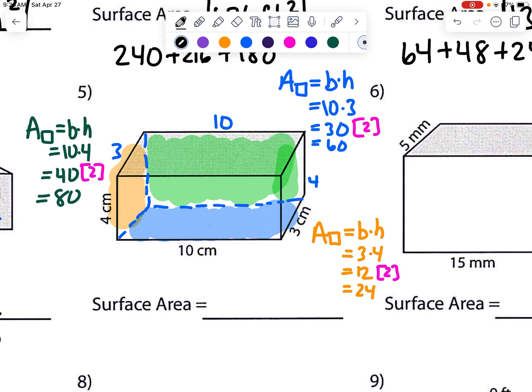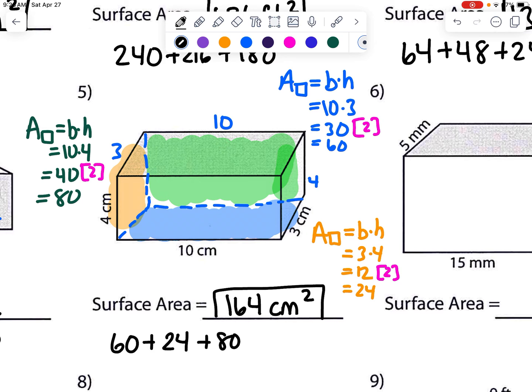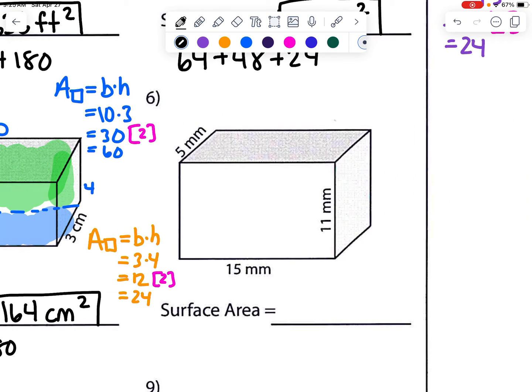So now what we're going to do is we're going to add up all 3 of those numbers, 60 plus 24 plus 80. 60 plus 80 plus 24 is 164 centimeters squared. Alrighty, let's move on to number 6, okay? So let's do its 3-dimensionality. Dun dun dun. Okay. Oh, and I accidentally okay, there we go.